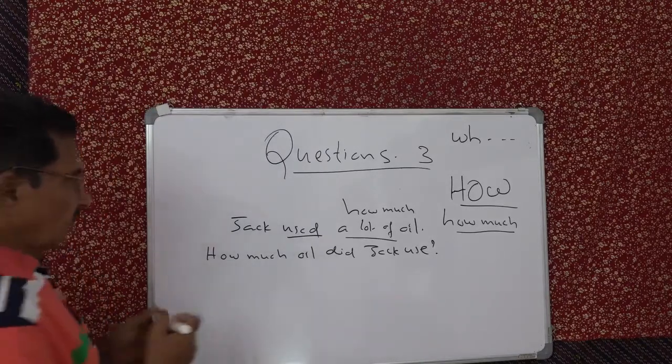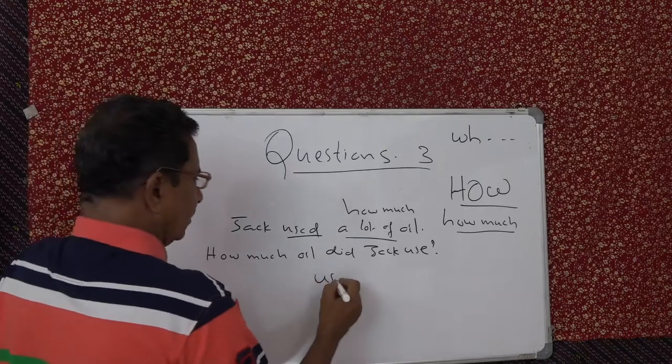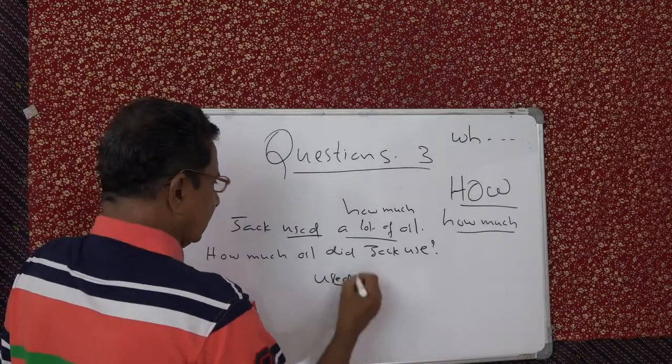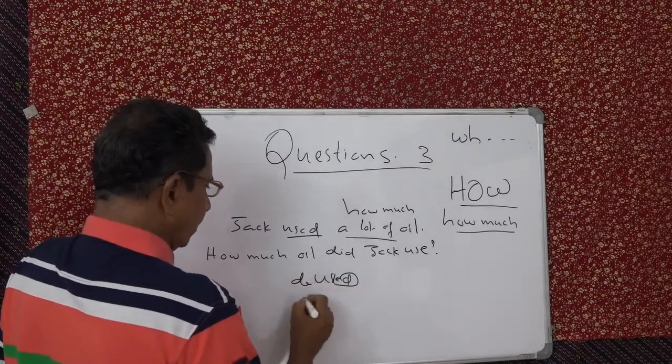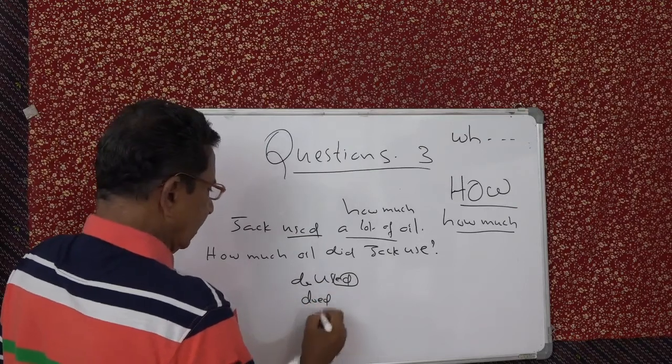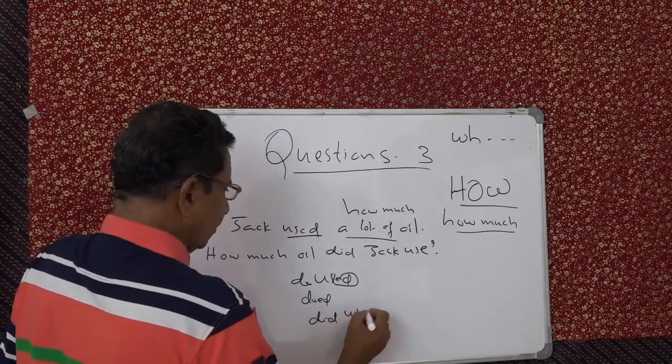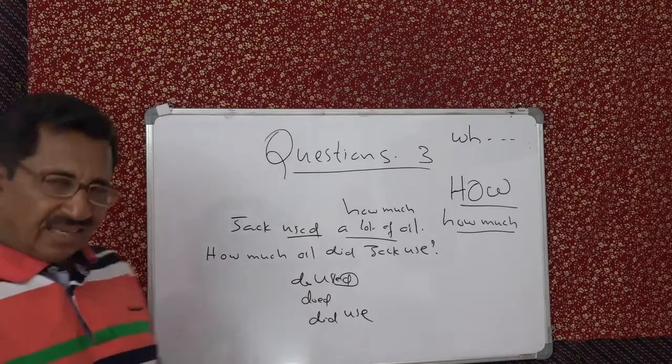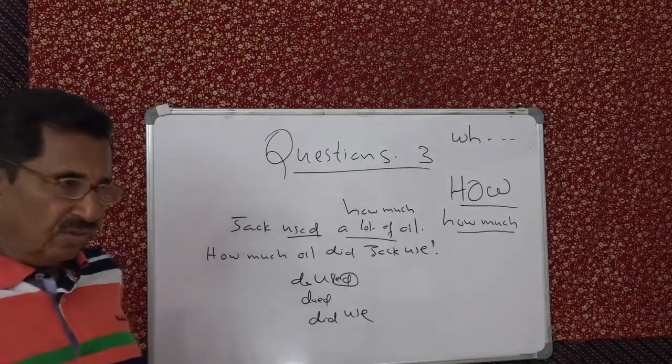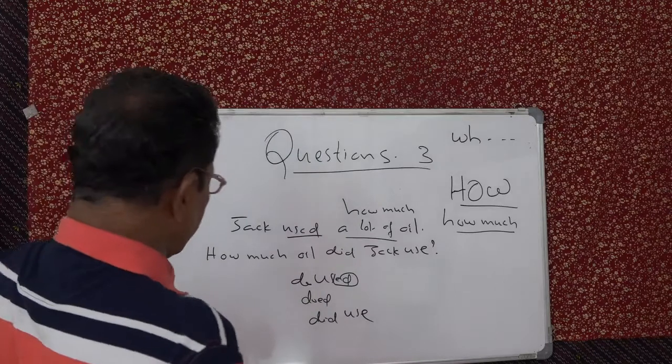You know this, no? Used. You have used, then this is the past tense. Here you do ed, did. Then there is only use. Understand? Don't say did used. Yes. So that is for quantity.